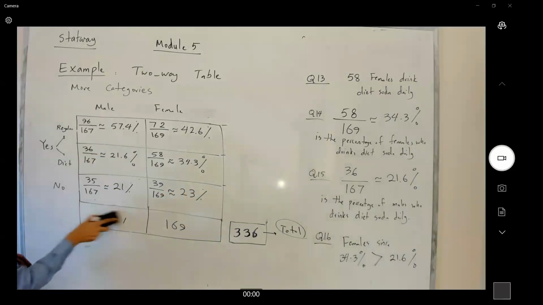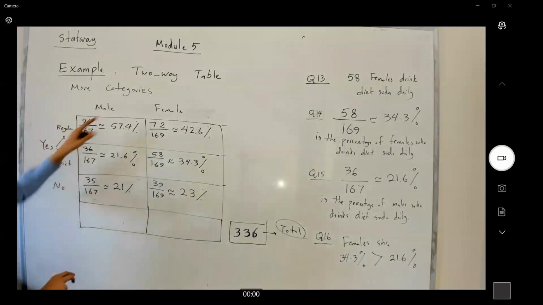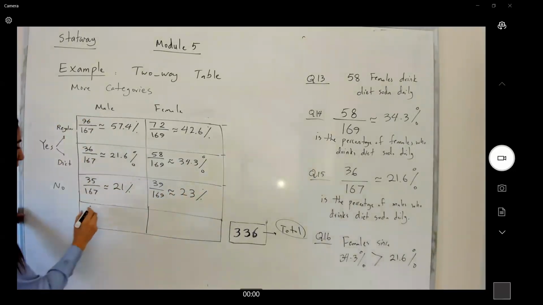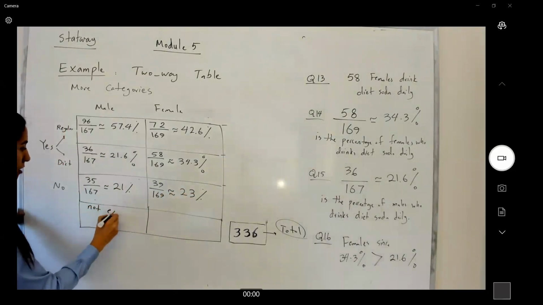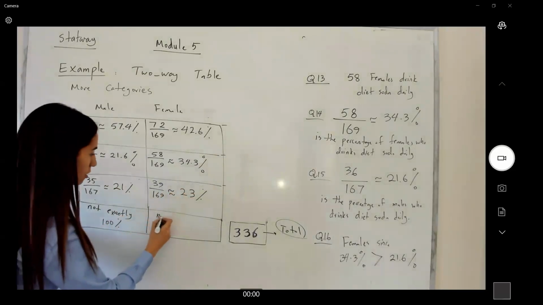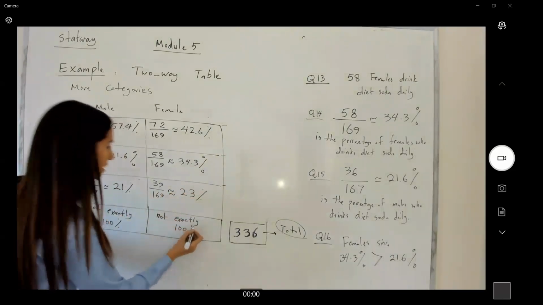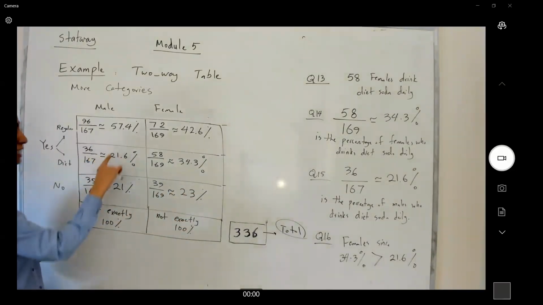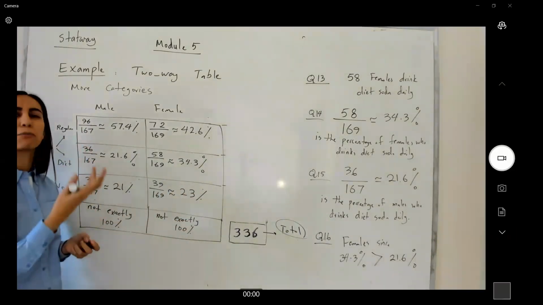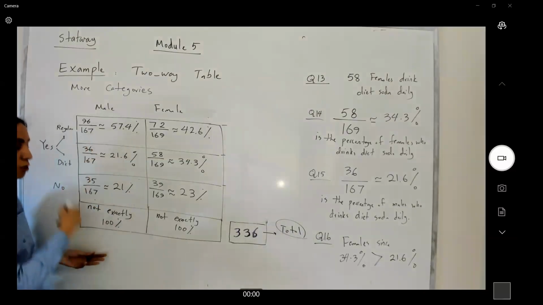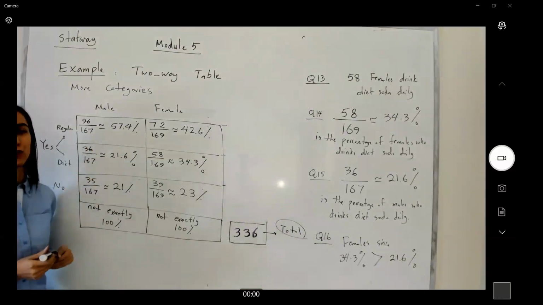Okay, if we add these together, it's not going to be exactly 100%. Why is that? Because we don't have the exact value. We just used approximation, so it's not going to add up to 100%.